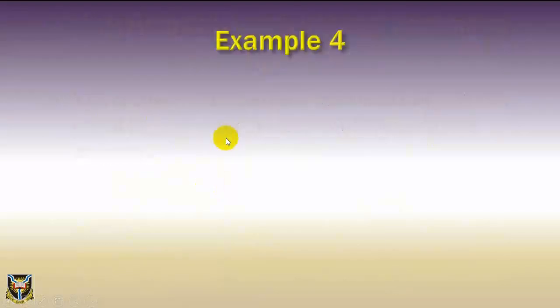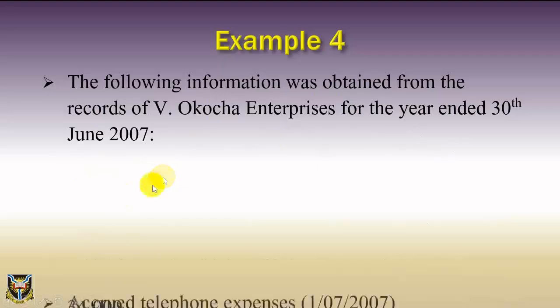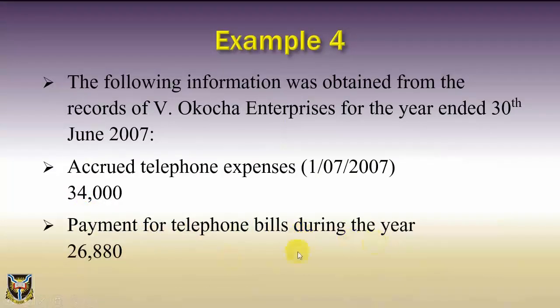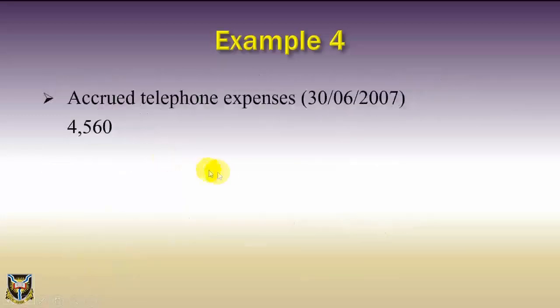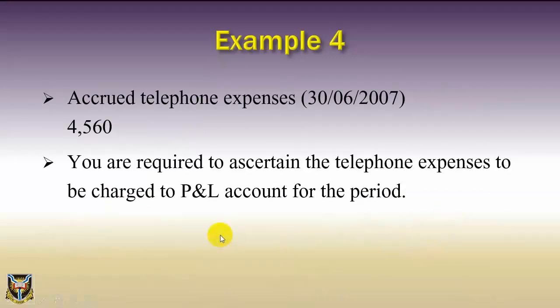Example 4. The following information was obtained from the records of V. Okocha Enterprises for the year ended 30th June 2007. Accrued telephone expenses 1/7/2006, 3,400. Payment for telephone bills during the year 26,880. Accrued telephone expenses 30/6/2007, 4,560. You are required to ascertain the telephone expenses to be charged to profit and loss account for the period.